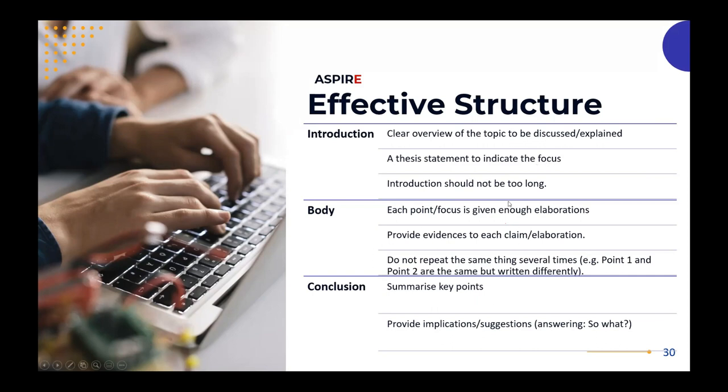Then the body, right? Make sure each point is focused, given elaboration, and provide evidences. And then the conclusion is to summarize the key points and provide... This is something missing in a lot of writing. The last one, provide implication or suggestion. In the conclusion of an essay, we should always learn to give a bit of implication and also suggestion, not the generic suggestion like everyone should help each other to solve this problem.